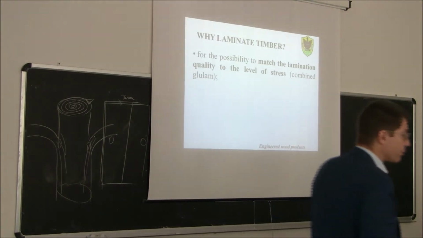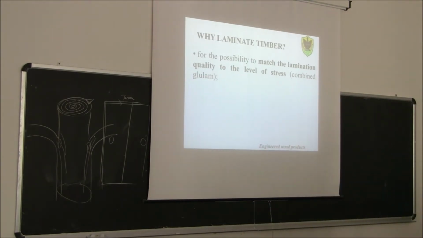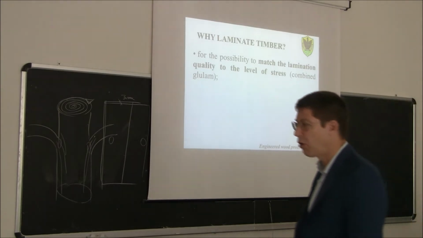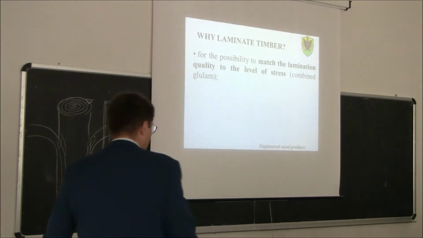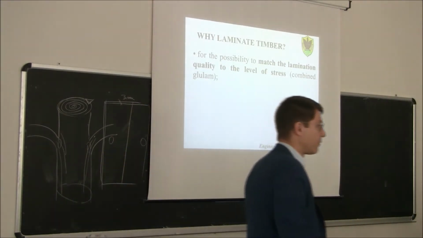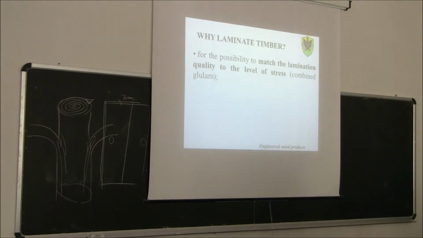Another good reason to produce glulam is to match the lamination quality to the level of stress. So to produce what is called combined glulam, legno lamellare incollato combinato, instead of homogeneous glulam, legno lamellare incollato omogeneo. What is the difference between these two materials?